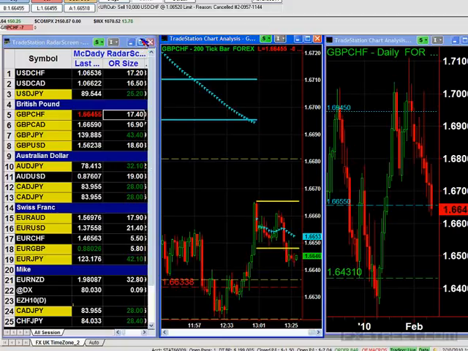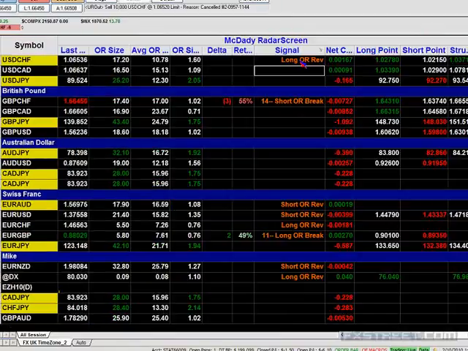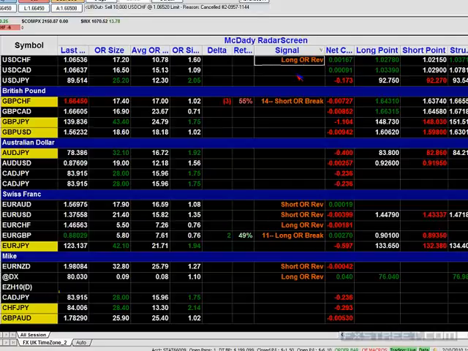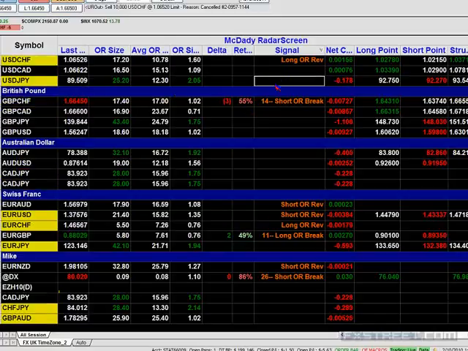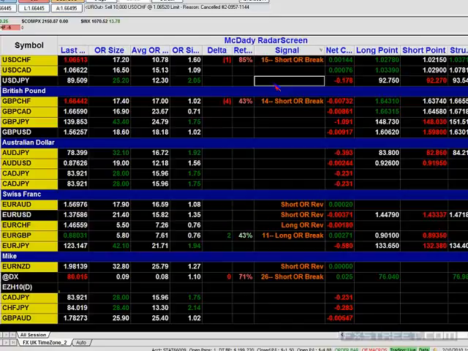So as you see there, there are no signals under the signal. The only one that's moving is the dollar Swiss. It's coming back inside the range. The dollar CAD, there is no signal. So it seems that the market is waiting for the news that's coming out in 2 minutes.